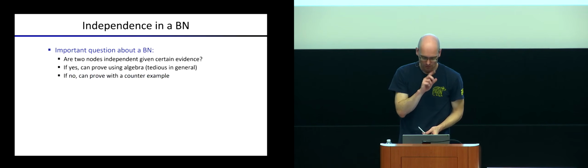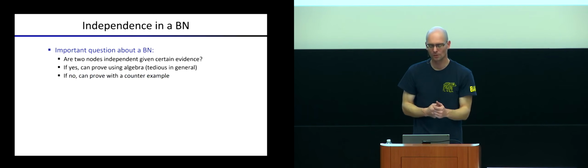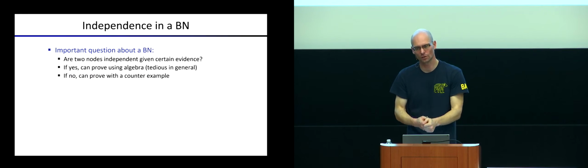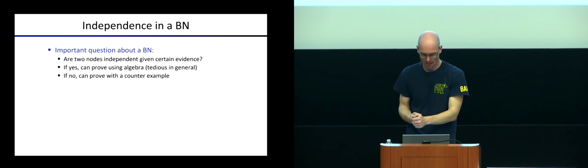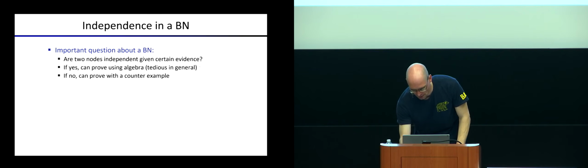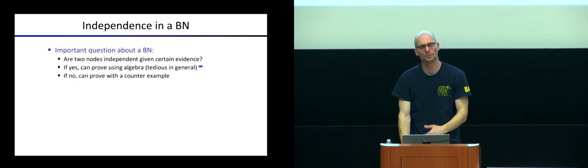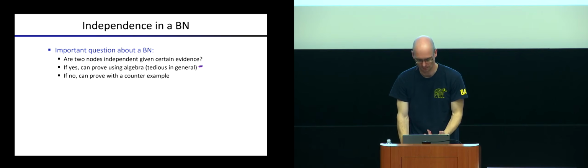Okay, so important questions about Bayes nets. Are two nodes independent given certain evidence? If the answer is yes, you can prove it using algebra. There's a definition for independence, so you can work through the algebra and prove it. This can be tedious in general, and so today's lecture will be about avoiding needing to do all this algebra and having a graph algorithm that can tell you the answer.